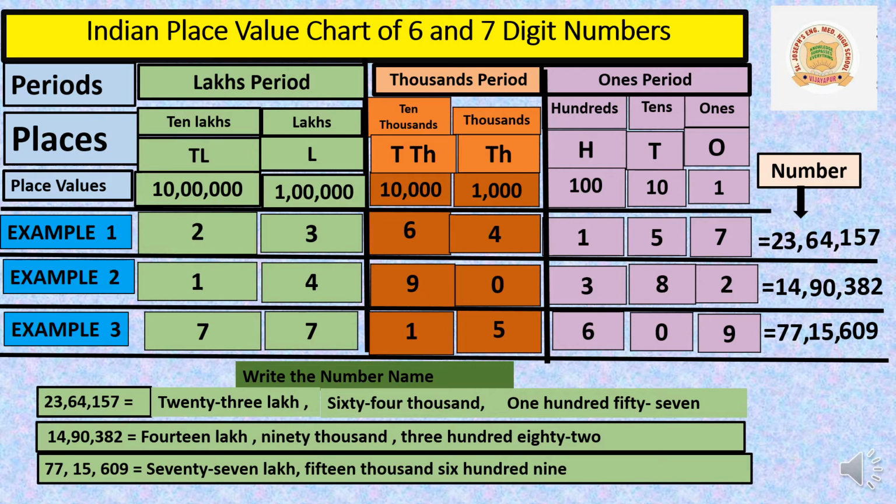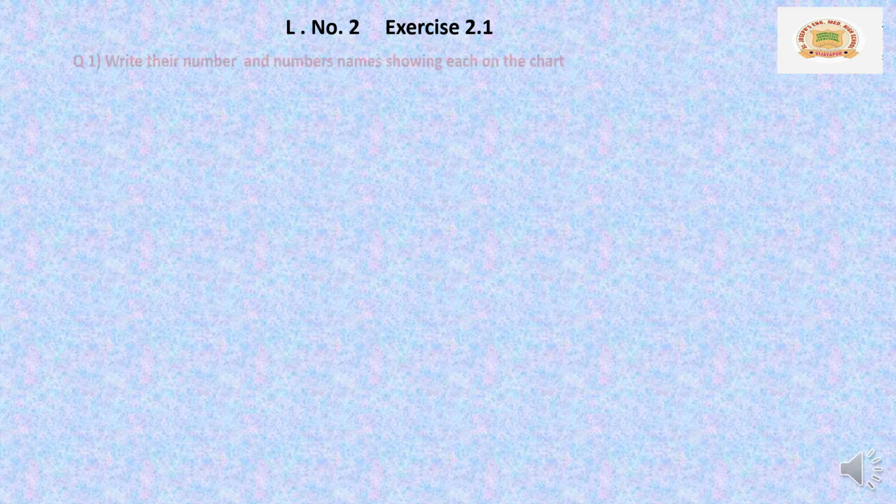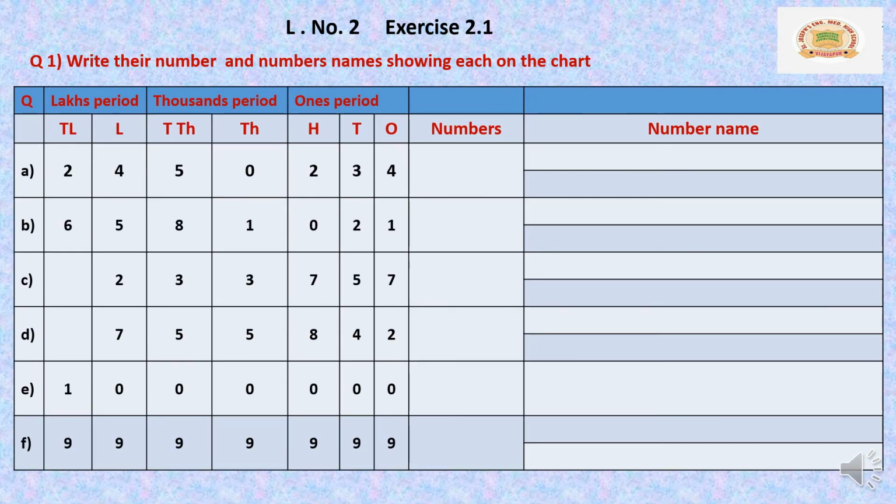chart. So let us do the first question of the exercise number 2.1. Lesson number 2's first exercise is exercise number 2.1. Question number 1. Write their number and number names showing each on the chart. So here children, they have placed the numbers in the chart. See here, we are having lakhs period, thousands period and ones period. All the numbers have been placed in the place value chart.